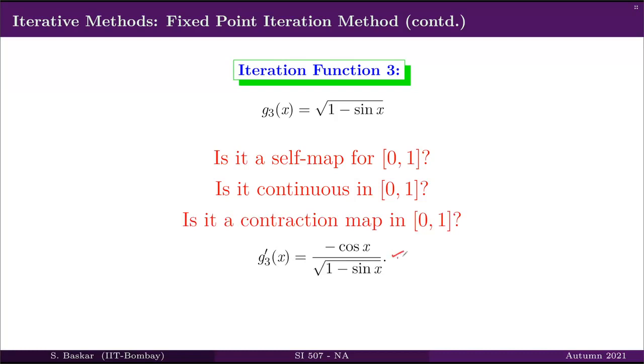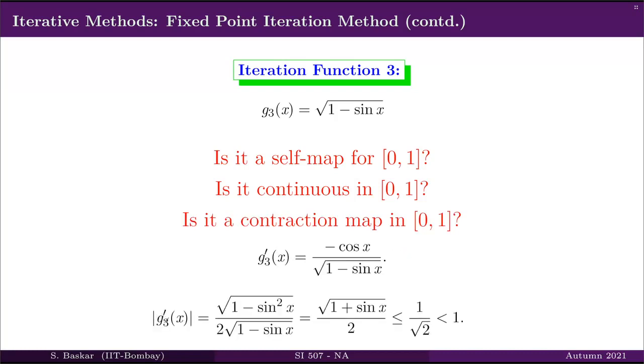It is given like this. Now you can see that |G3'(x)| can be written as root of 1 minus sine square x, I'm just writing cos x like this, divided by, you already have this. Well, how is this 2 coming? I think there is a 2 already here, and that 2 is carried over here, and that can be written as root of 1 plus sine x by 2.